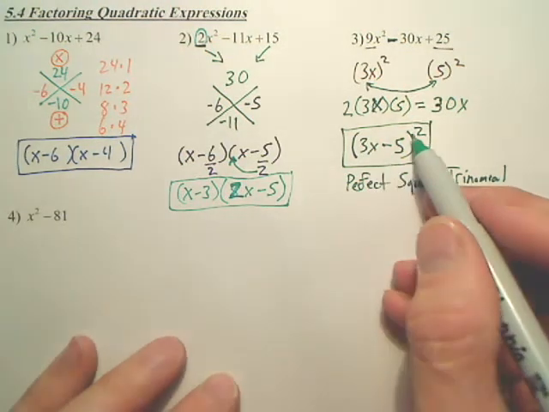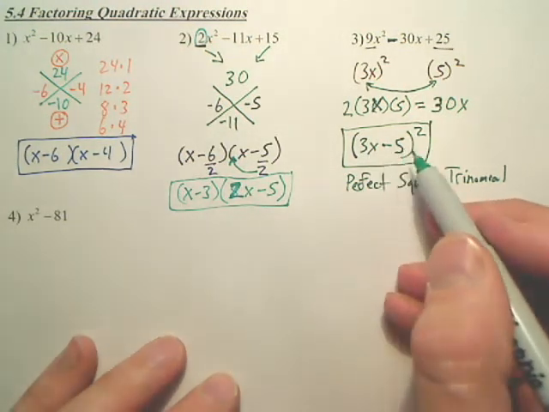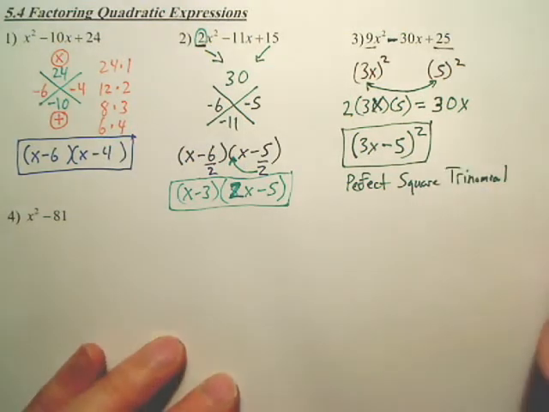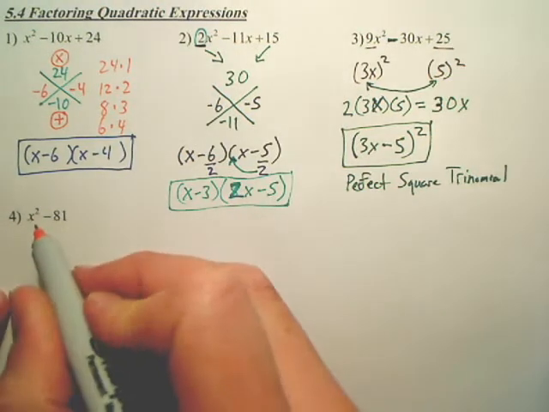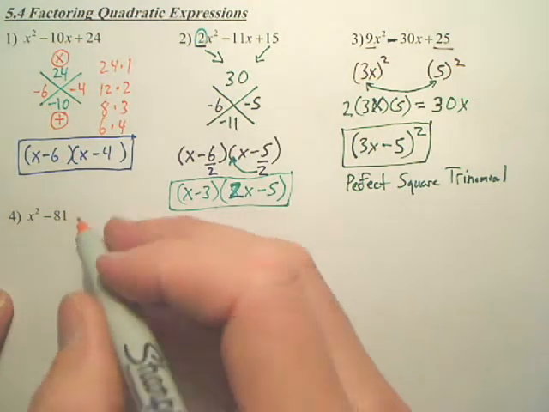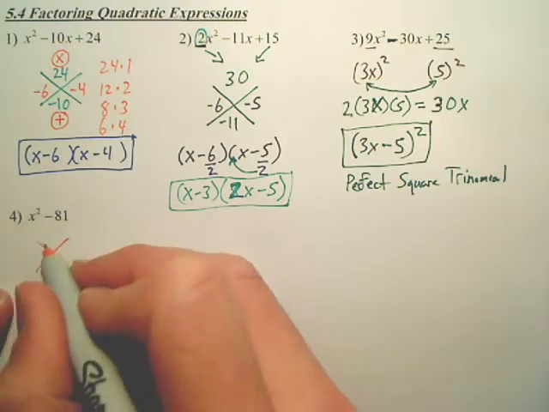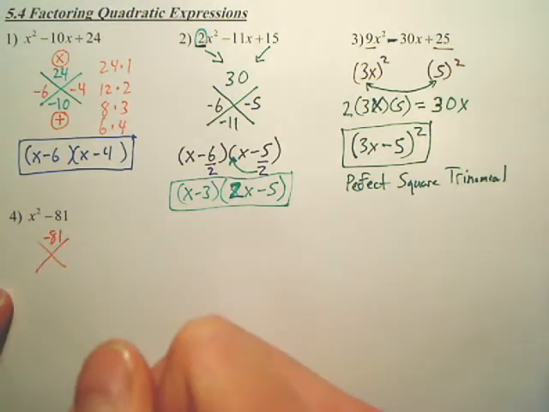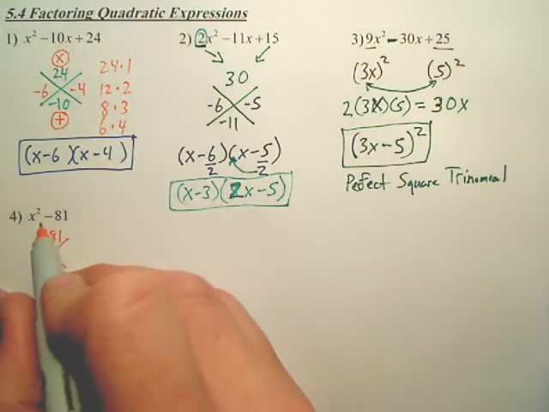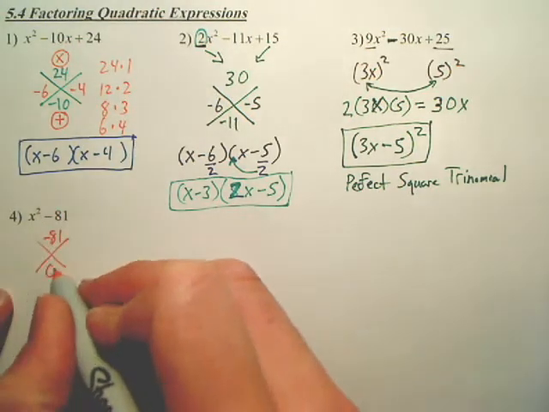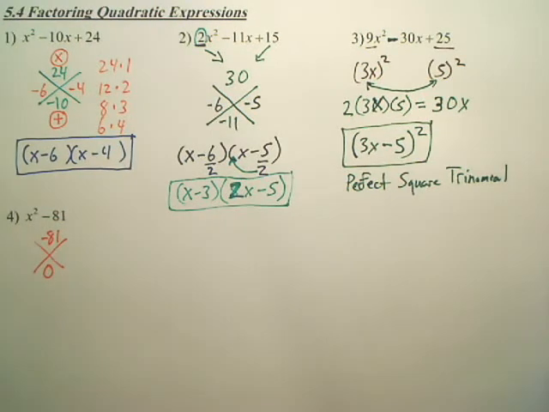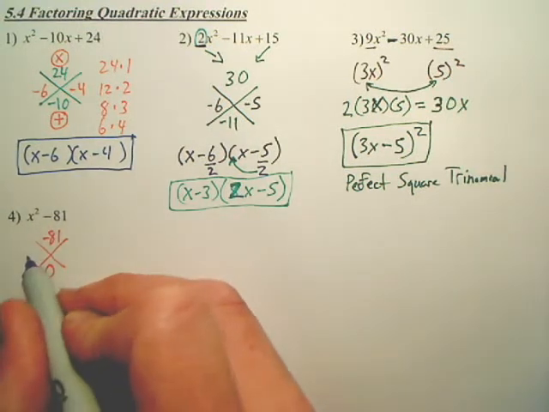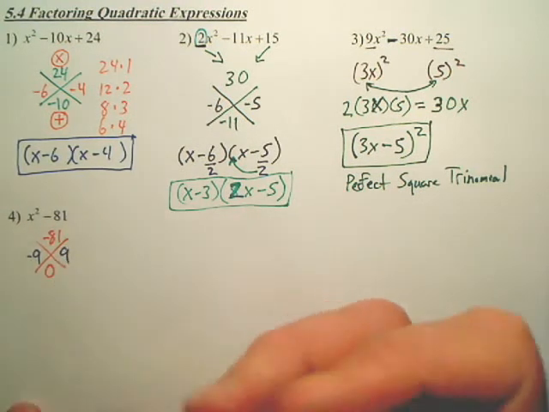What does 3x minus 5 squared mean? It means 3x minus 5, 3x minus 5. That's why I put the square. It's just a shortcut. It's a useful shortcut. Last one, number 4 over here. You could do this. Put negative 81 on top. And how many x's do I have? 0. From there, you can maybe tell that would be a negative 9 and a positive 9.